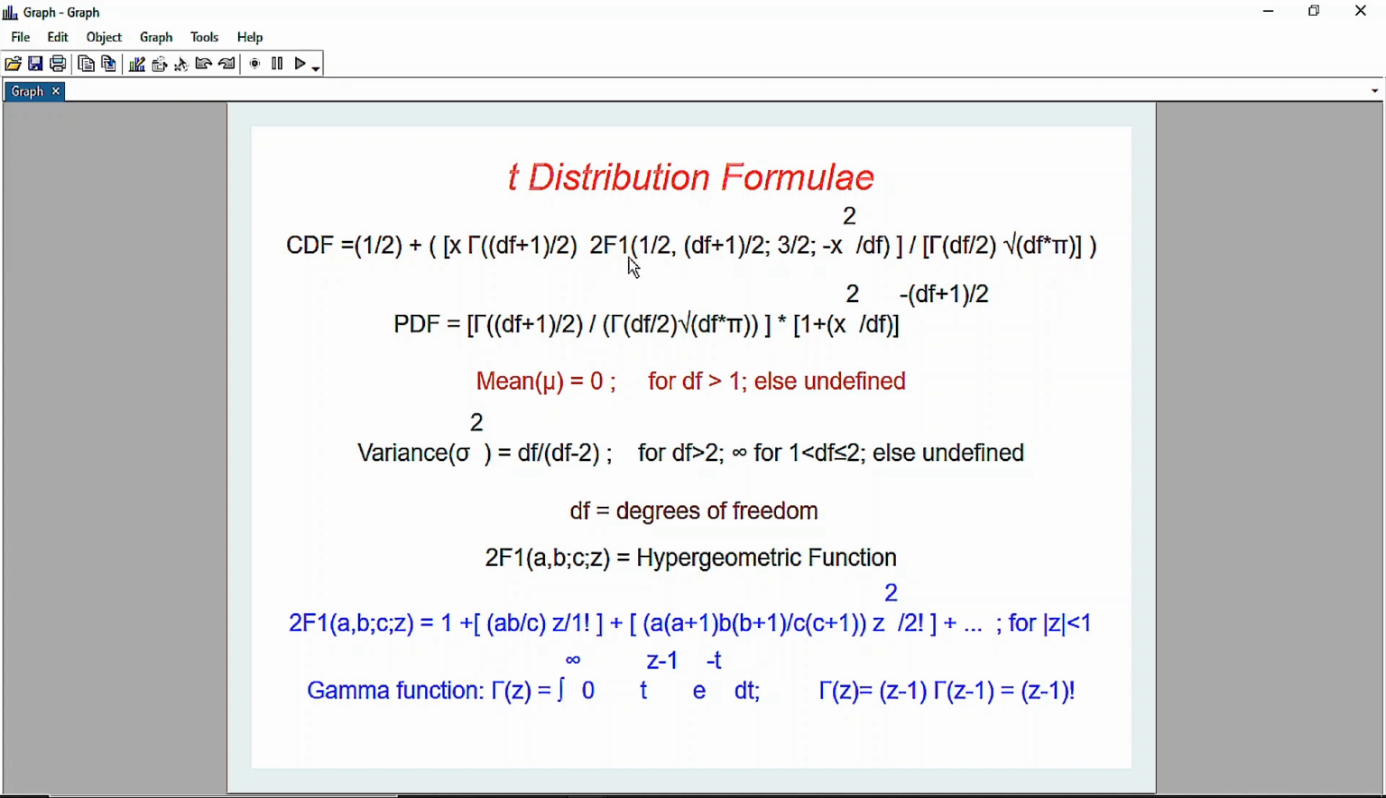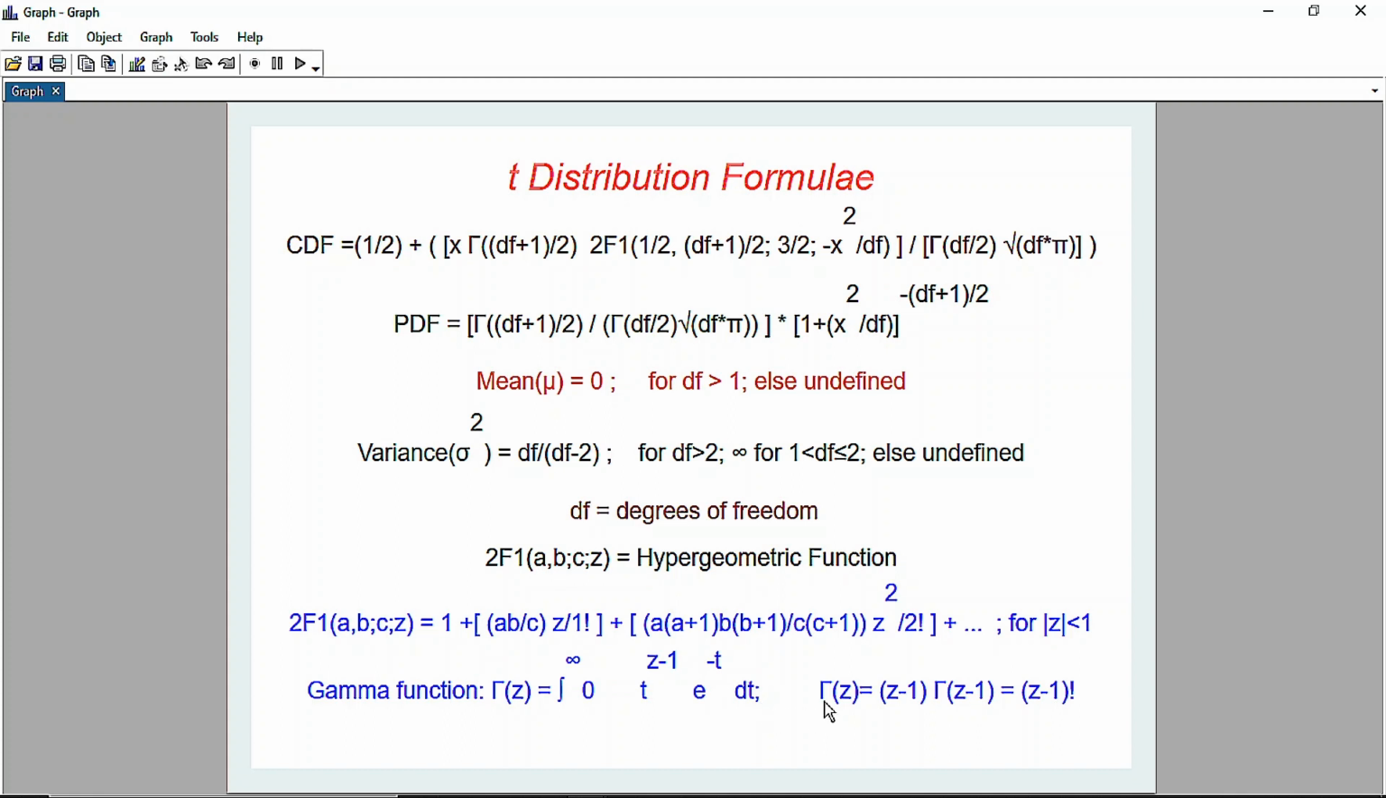Here the hypergeometric function has four parameters, and let us say something about it. The hypergeometric function with parameters a, b, c, z: this formula is actually the approximation when the absolute value of z is less than 1. We can use it in this formula, and we will use this formula to calculate the CDF. We get the gamma function when we integrate from 0 to infinity t to the power z minus 1 times e to the power minus t with respect to t.